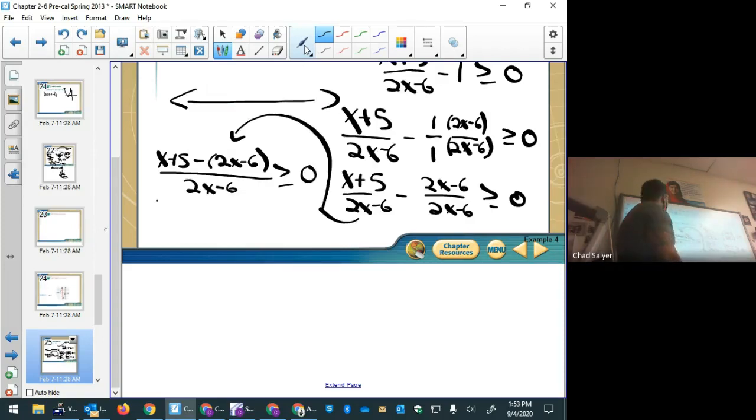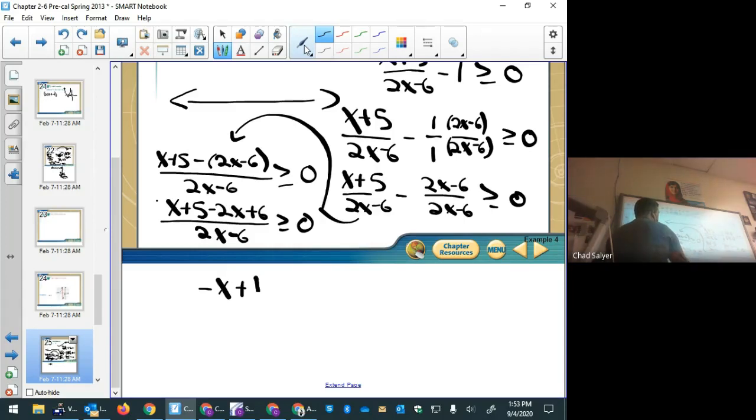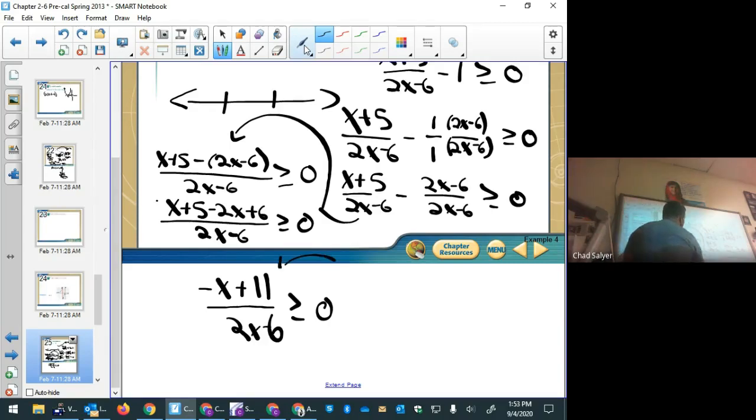There we go. So distribute this minus sign once again. It's going to be real easy to make a sign error on this part. Now we'll combine like terms to get negative x plus 11 over 2x minus 6. We're ready to populate this with zeros. So the zero at the top is going to be positive 11. So that's one of our two zeros. And the zero of the bottom is going to be x equals 3.